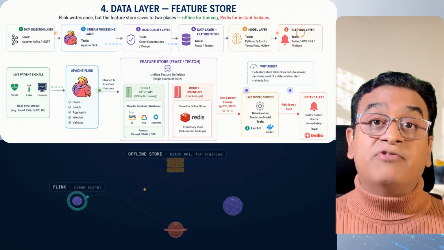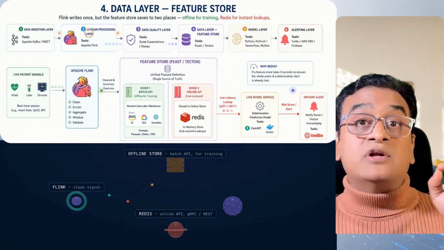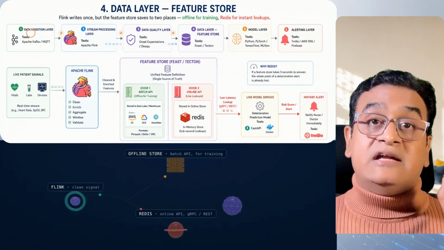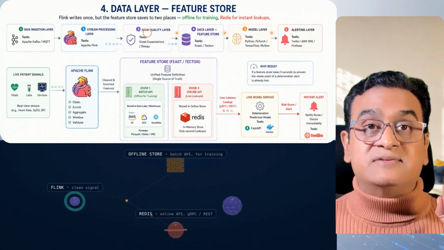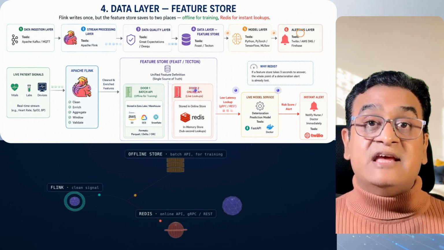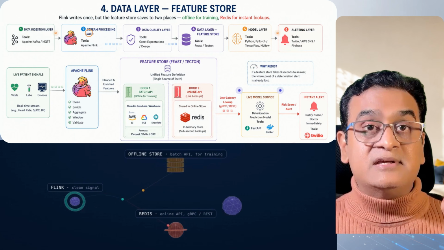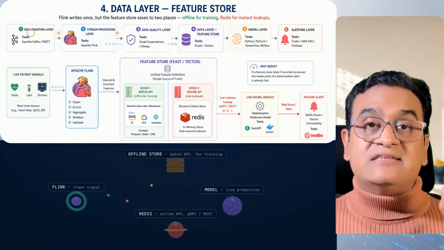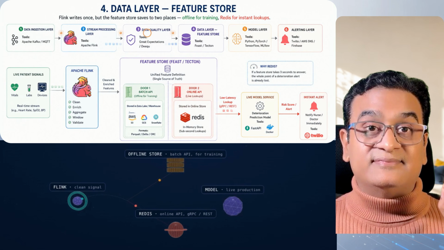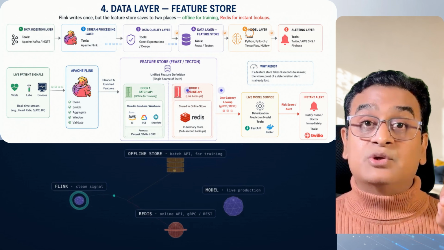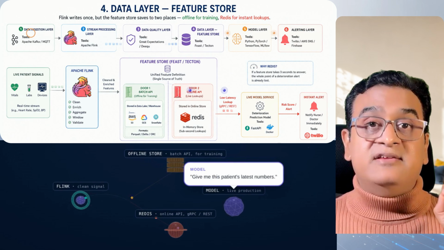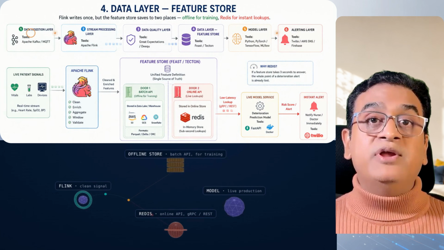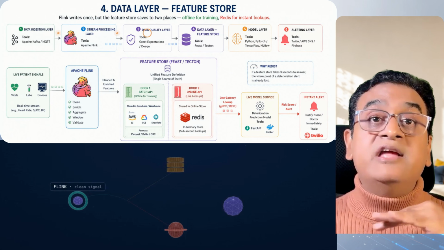That cleaned-up signal from Flink then lands in what's called a feature store. Tools like Feast or Tecton. It serves two different jobs at once. Data scientists use it offline to train future models, and the live production model uses it too for instant lookups right now. That live lookup runs through something lightning fast like Redis. Because if a feature store takes 3 seconds to answer, the whole point of a deterioration alert is already lost.